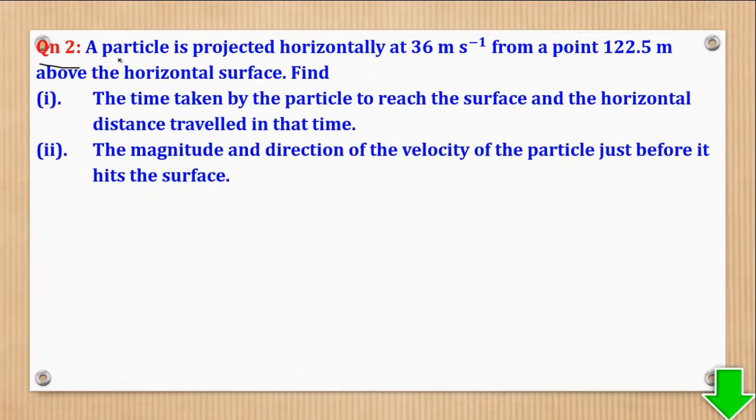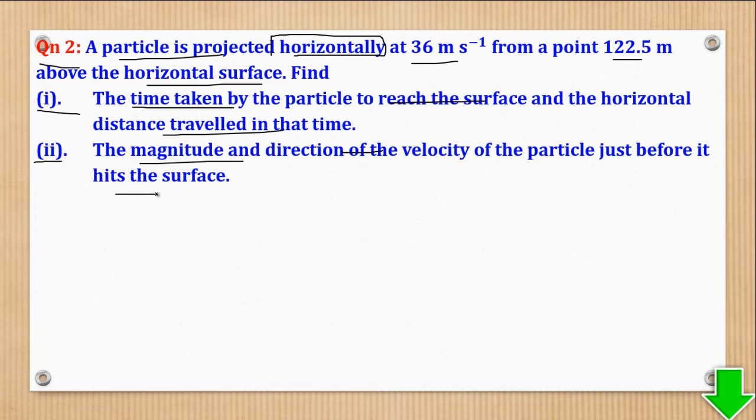Question 2 says a particle is projected horizontally at 36 meters per second from a point 122.5 meters above the horizontal surface. Find (i) the time taken by the particle to reach the surface and the horizontal distance traveled in that time, and (ii) the magnitude and direction of the velocity of the particle just before it hits the surface.